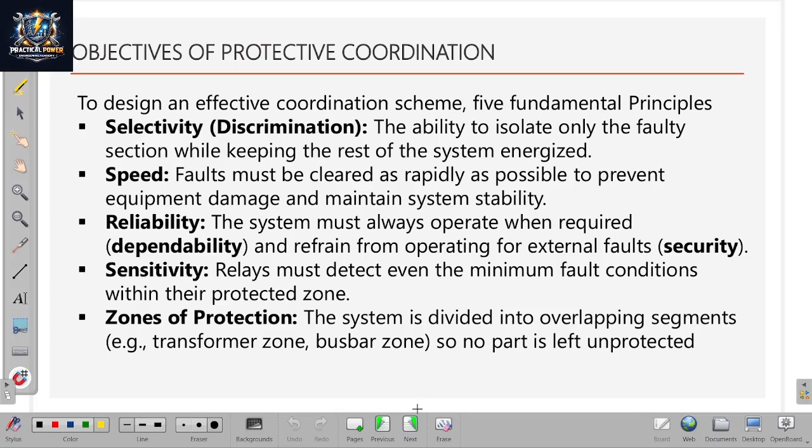So for that, what are the objectives of protective coordination? Why is it done? Why is it necessary for substation design? One is selectivity, or discrimination.